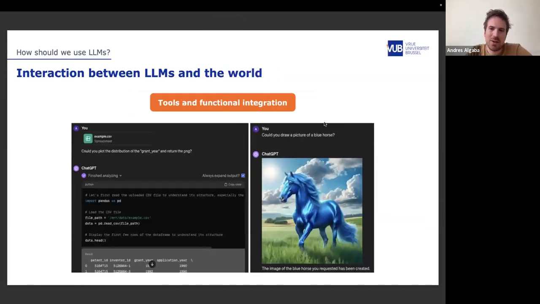And then, there's lots to discover, and I think there will be multiple talks about this after me. But you have tools and functional integration. So GPT, for example, has a code interpreter. You can ask it to execute code. You can ask it to draw images for you. You now also have the option to change these images.